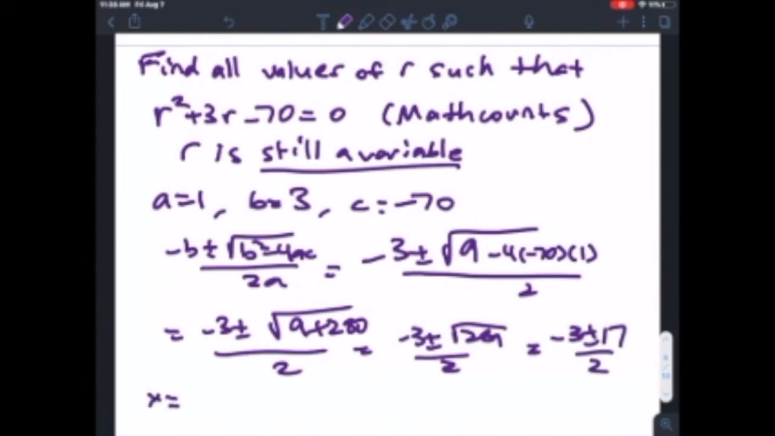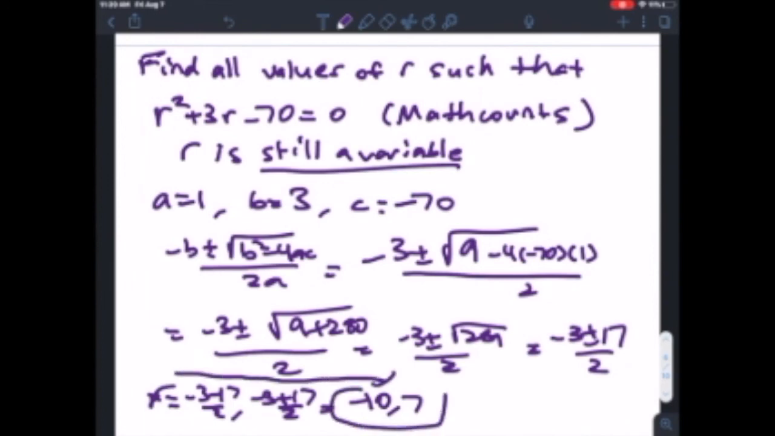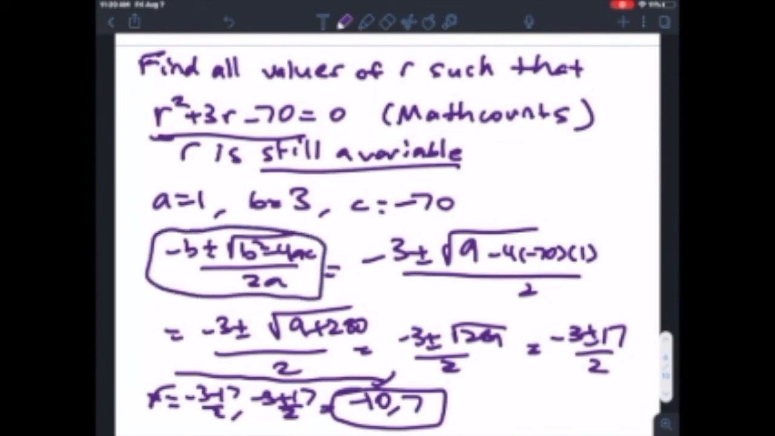So x equals negative 3 minus 17 over 2, or negative 3 plus 17 over 2. So it's negative 10 or 7. Okay? So in this case, x still represents r, so r is negative 10 or 7. Don't forget that we don't need these to be x's. The only reason I made them x's is because that's what the quadratic formula says, but it's just a variable. All you really need is this right here, the a, b, and the c.